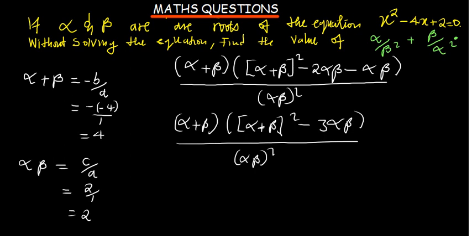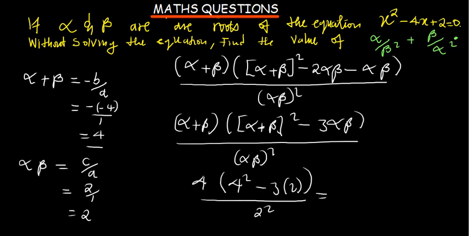Okay, now start substituting. Where there is alpha plus beta, we know alpha plus beta is 4. So that will be 4 open brackets 4 squared minus 3 times alpha beta, which is 2, and then over alpha beta, which is 2 squared. This is going to be 4 squared 16, 3 times 2 is 6, over 2 squared is 4. So this and this can cancel. 16 minus 6 is 10. So that is it.